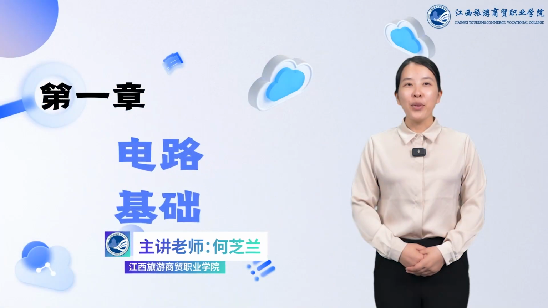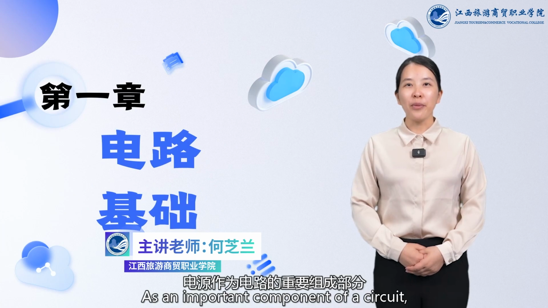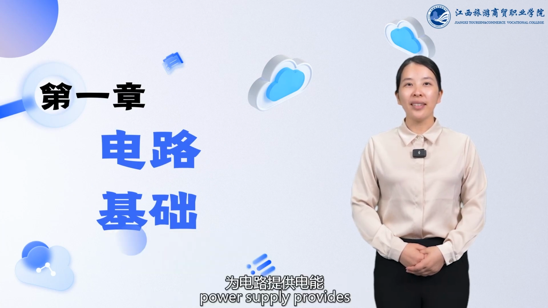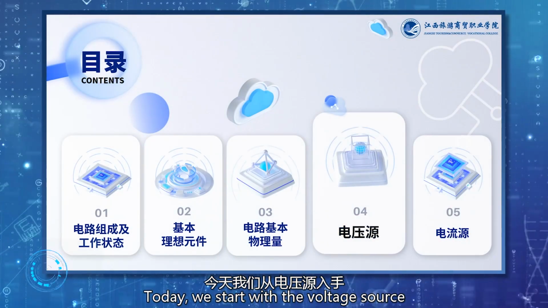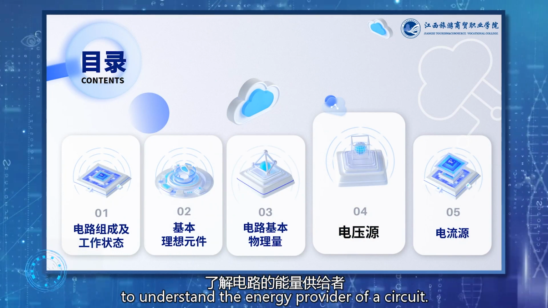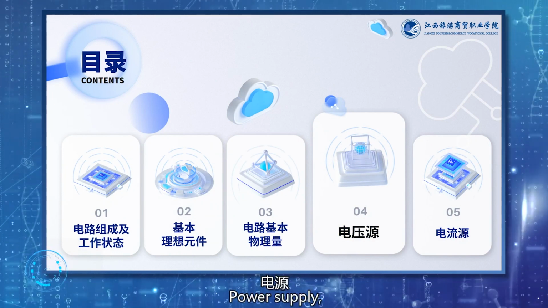Hello, students! As an important component of a circuit, power supply provides electrical energy to the circuit. In a specific circuit, we will use specific component symbols to represent it. Today, we start with the voltage source to understand the energy provider of a circuit, power supply.